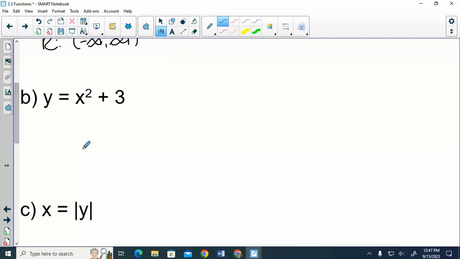Alright, what about this one? y equals x squared plus 3. Domain is all the possible x values. Why don't you take a look at this graph? What does it look like? It's a parabola that has just been moved up 3.